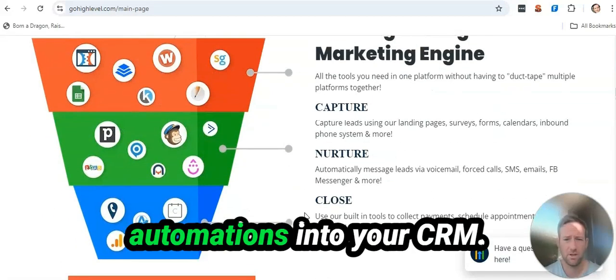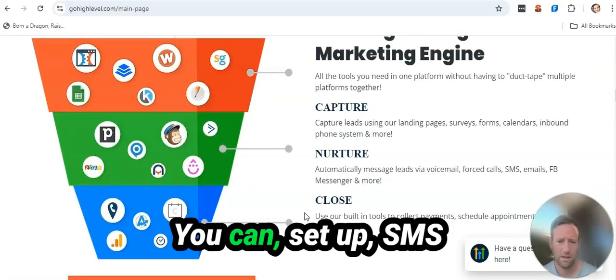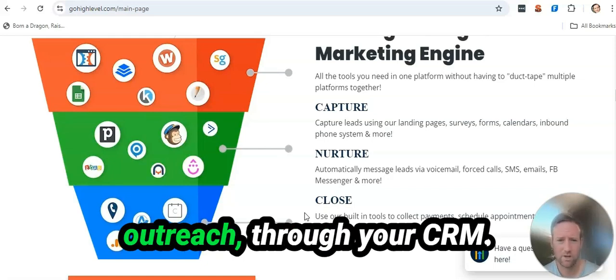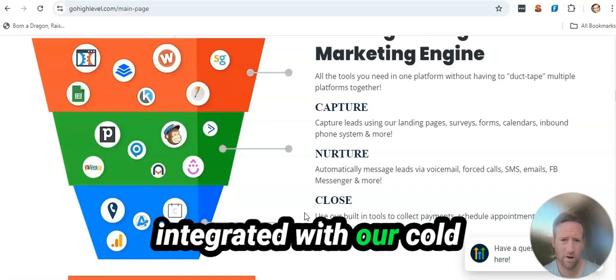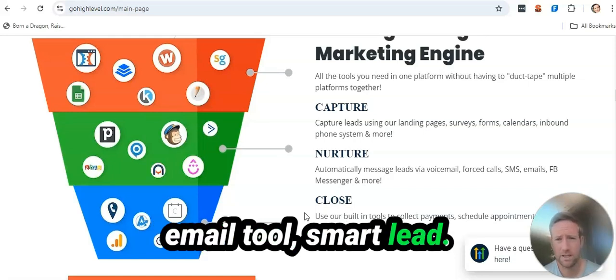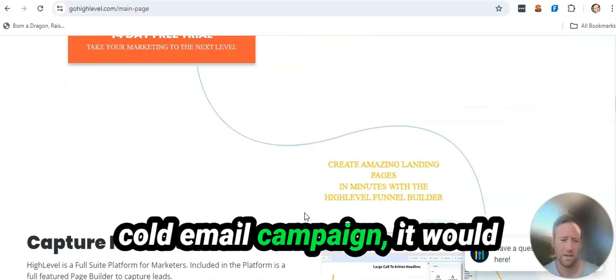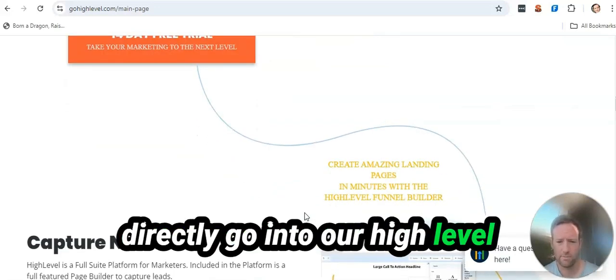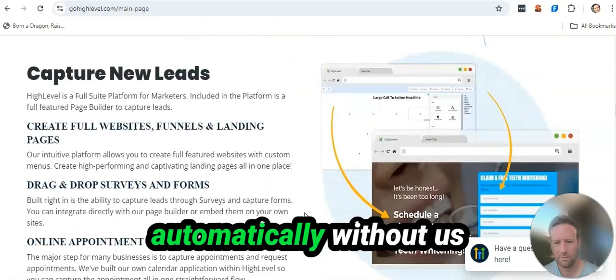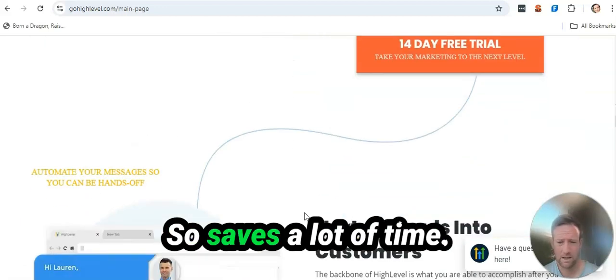You can build automations into your CRM. You can set up SMS outreach through your CRM. At one point, we had it integrated with our cold email tool, Smart Lead. Whenever we'd get an interested lead through our cold email campaign, it would directly go into our High Level and add them as a contact automatically without us having to do that ourselves. So it saves a lot of time.